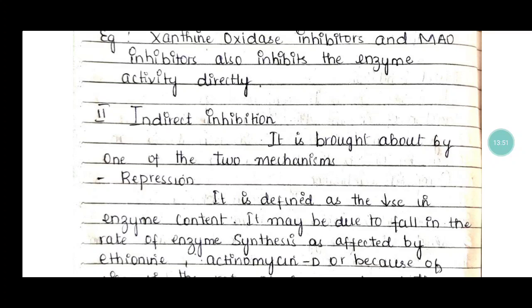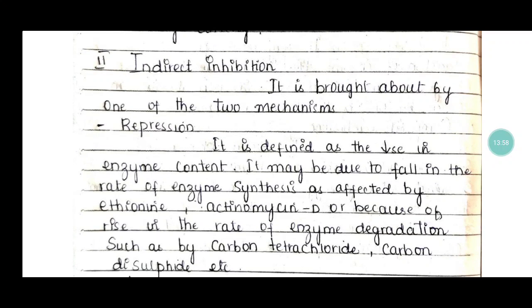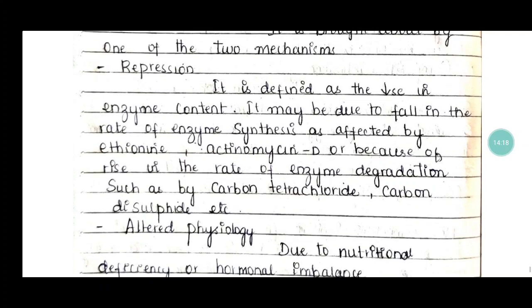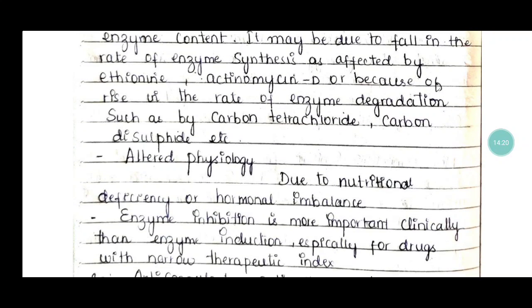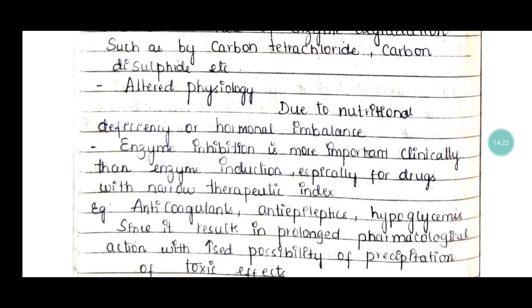It is brought about by one of two mechanisms, the first being repression. Repression is defined as a decrease in enzyme content. It may be due to a fall in the rate of enzyme synthesis, which is affected by ethionine and actinomycin D, or because of a rise in the rate of enzyme degradation, such as with carbon tetrachloride and carbon disulfide. And the second is altered physiology.